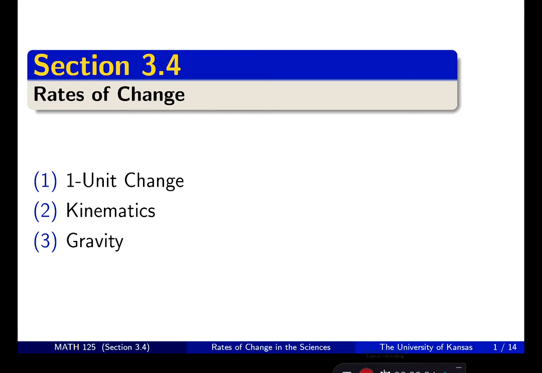We're starting section 3.4. That's rate of change. The first part is 1 unit change. Then it's kinematics. Then it's gravity. So basically, a little bit of applications of the derivative. So let's start.